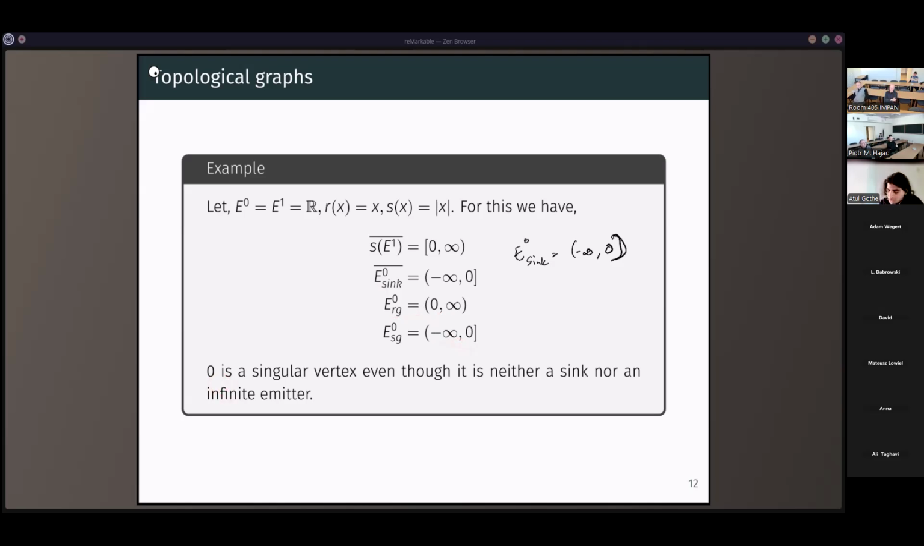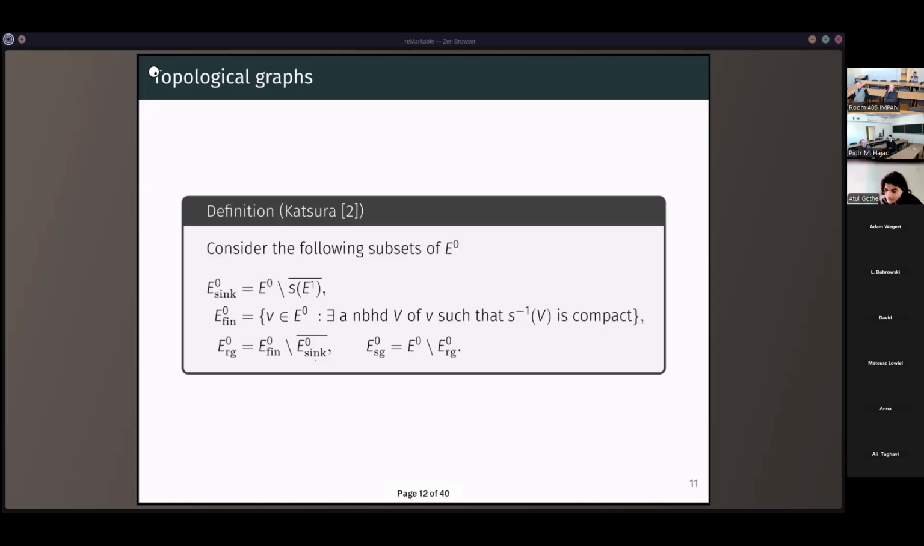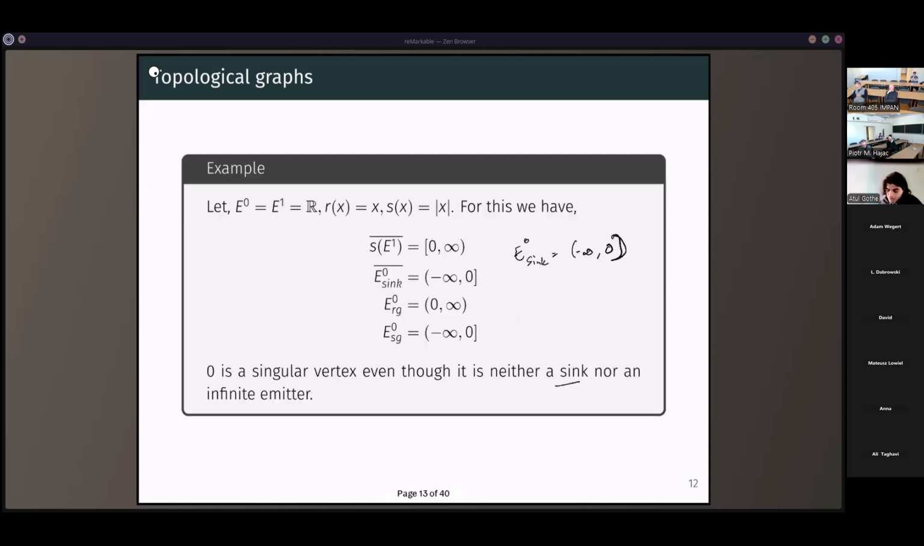So for a classical directed graph, there are two types of singular vertices, which are either sinks. Wait, I have a question. So when you say infinite emitter in this context, you mean that the pre-image of the source map is not compact, right? Yeah. Okay. So it's not a finite vertex. Okay. So here 0 is a sink even. So we kind of have new kinds of singular vertices which come up. For usual examples, usually they won't be a problem, but we can see that they can and do exist, some new kinds of singular vertices.